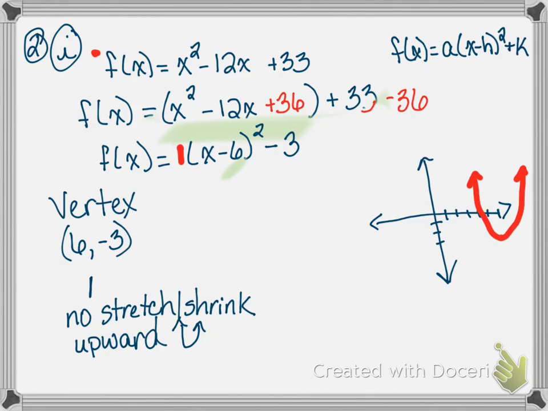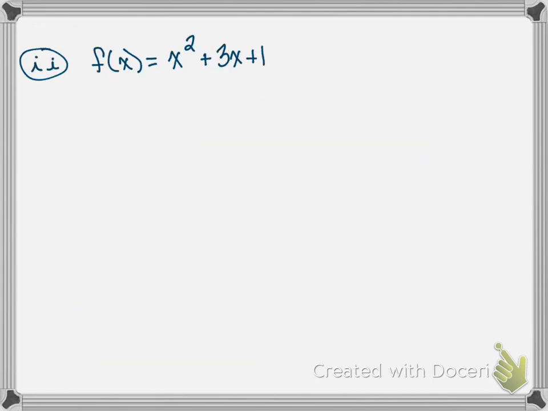Okay, let's move on to the second one. The second one is f of x equals x squared plus 3x plus 1. And we are trying to get it into f of x equals a times x minus h squared plus k. Sorry, I keep doing that. Plus k. Oh, yeah, plus k. Okay.